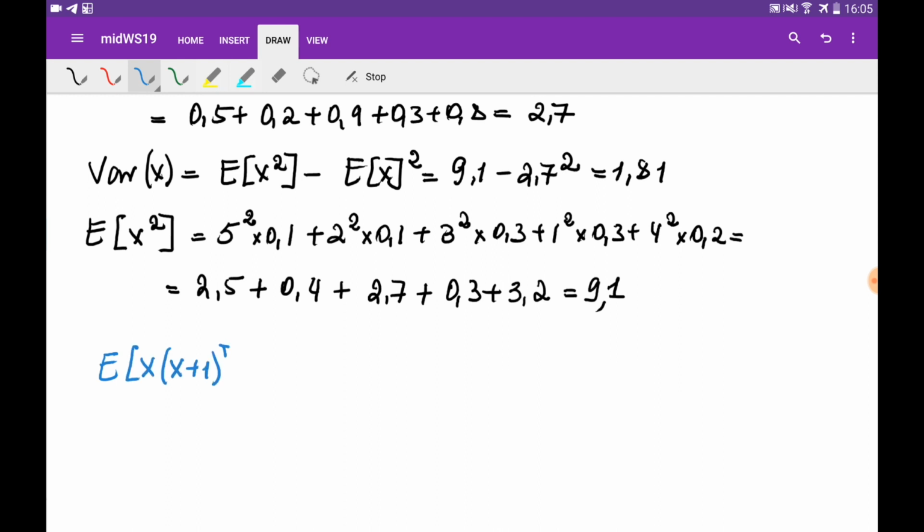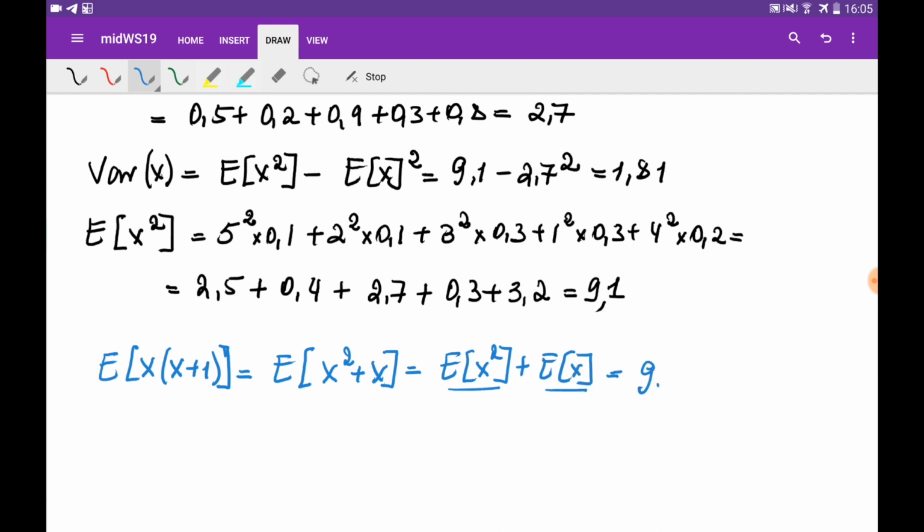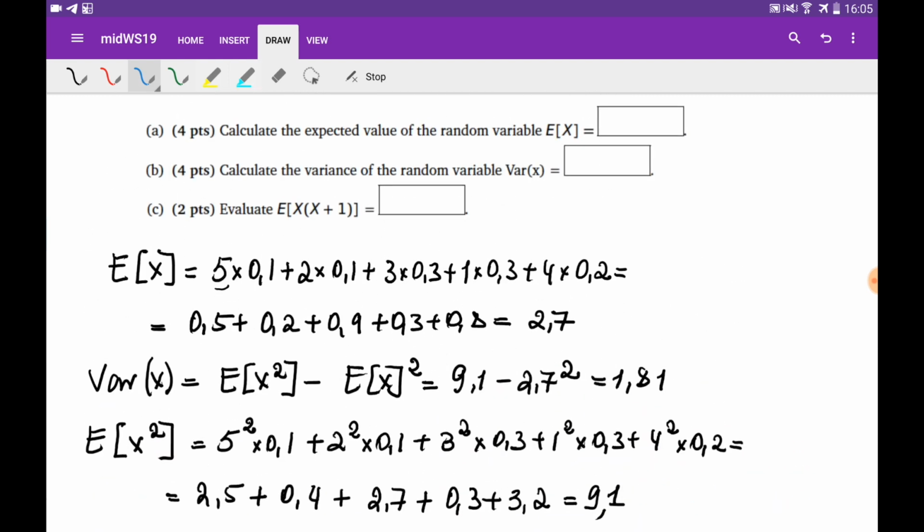And in the last part, we need to find the expected value of x multiplied by x plus 1, which is going to be equal to the expected value of, I can open the brackets, x squared plus x. Please note that you can write this as the expected value of x squared plus the expected value of x. Since we know this and this, we can easily find this. It is going to be 9.1 plus 2.7, which is equal to 11.8. So the answer for the last part is equal to 11.8.